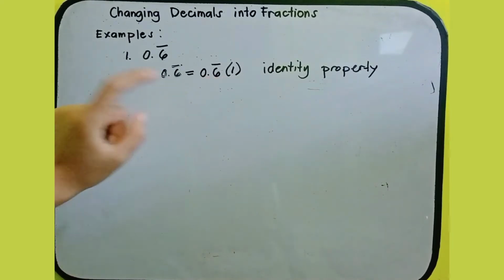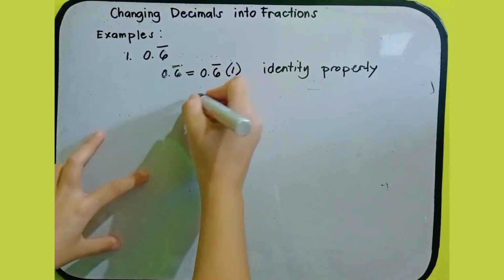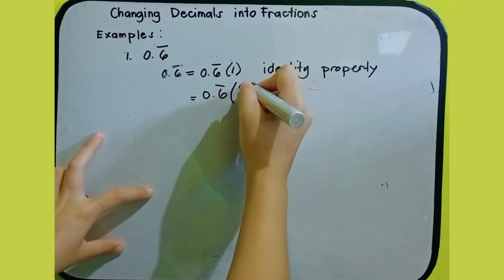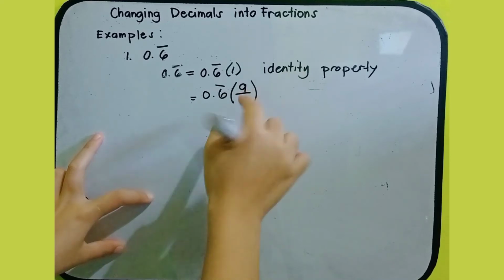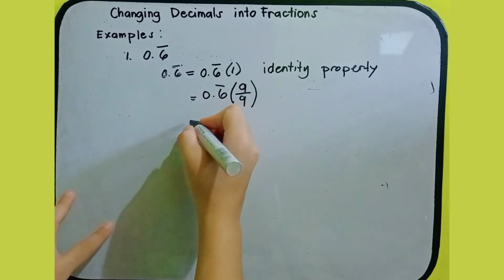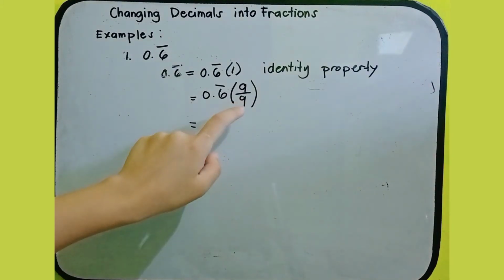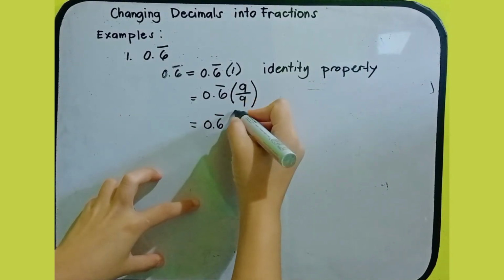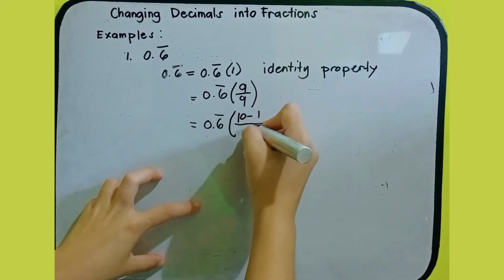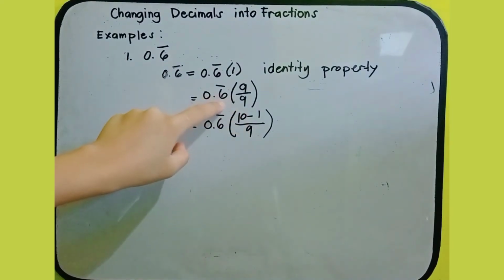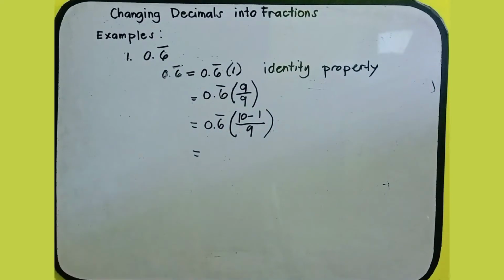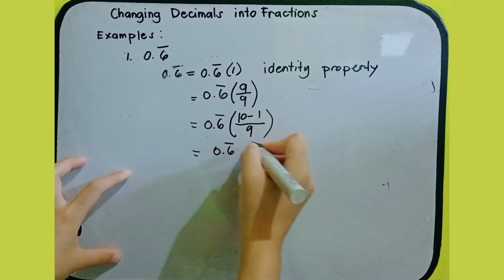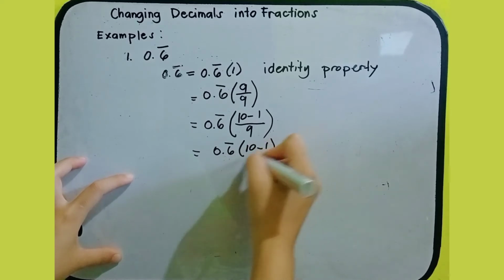Next, we will rename 1. So 0.6 bar multiplied by 9 over 9. We know that 9 over 9 is just equal to 1. And next, we will again rename our fraction 9 over 9. So 0.6 bar is equal to 10 minus 1 over 9. Is this equal to 9 over 9? Of course. So we now have 0.6 bar multiplied by 10 minus 1 over 9.